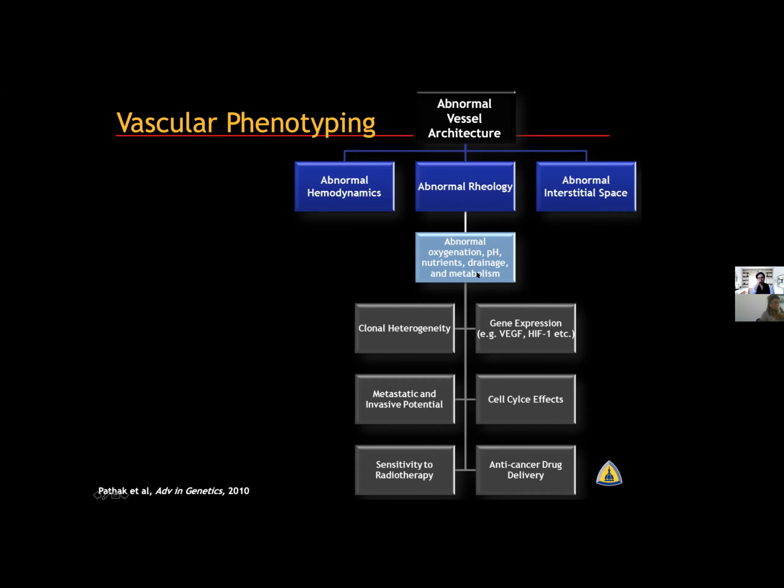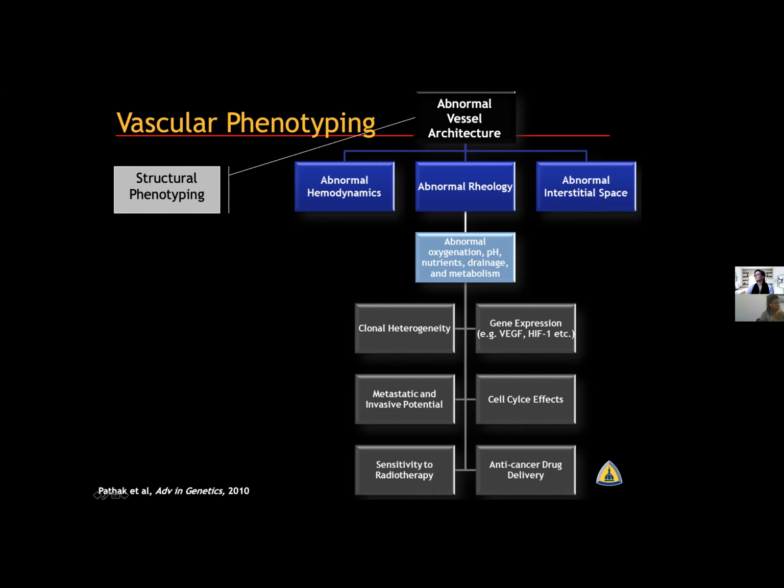And then downstream of that, what we get is what's called an abnormal tissue or tumor microenvironment, where, because the blood vessels and the blood flow are so abnormal, oxygenation, pH, the delivery of nutrients, clearance of waste products, and even metabolism in those organ systems tend to be abnormal. And then further downstream, we have a whole variety of cellular and molecular events or effects that are all consequences of an abnormal vessel architecture. So our lab is focused on characterizing these abnormal blood vessels.